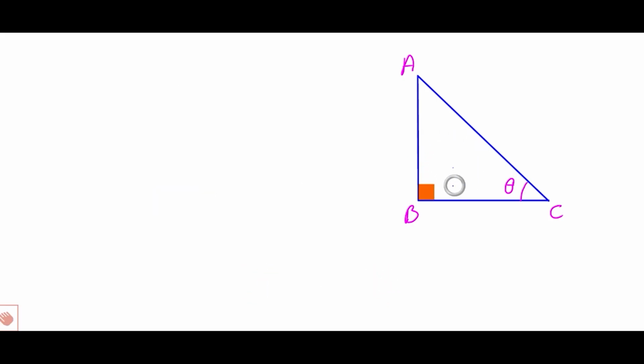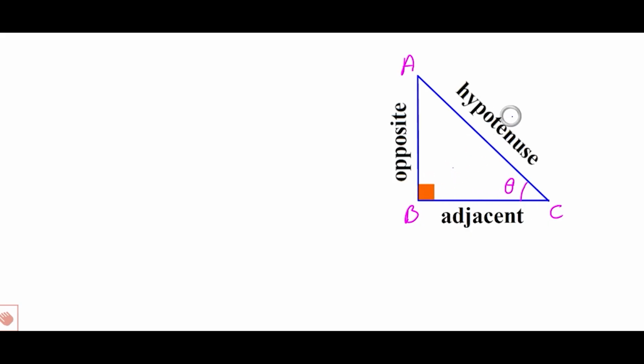Here we have a right triangle. Let's name its sides A, B, and C. And let's call this angle theta. Based on this angle, the side opposite to theta is AB, and the side adjacent to theta is BC. And the side opposite the right angle is called the hypotenuse.